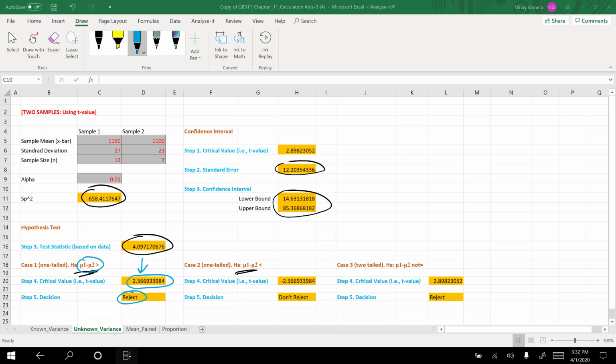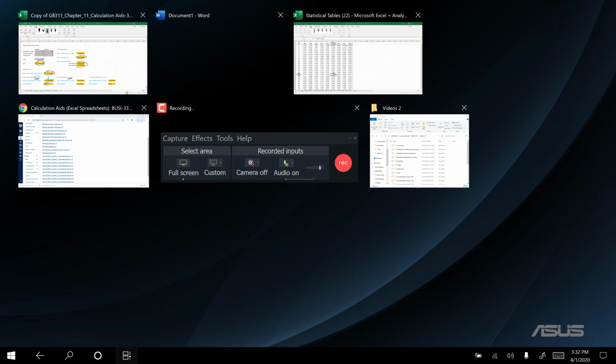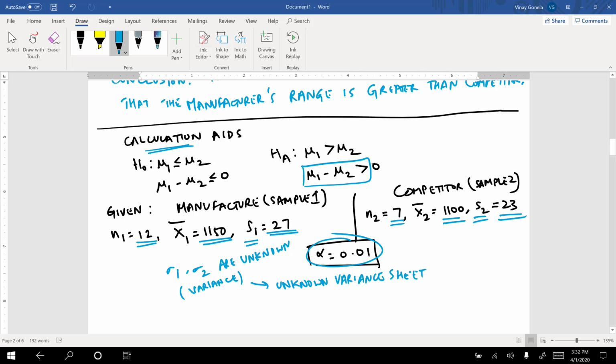So when I reject the null hypothesis, so this is false, so that means inherently we are saying this is true. That means the manufacturer's range is better than the competitor's range.